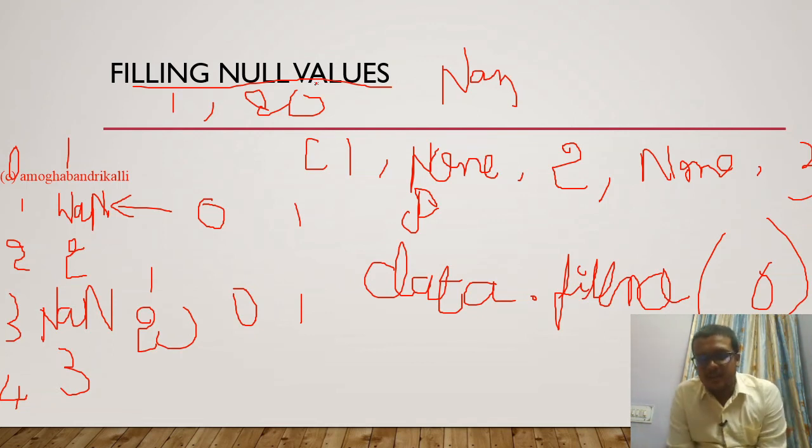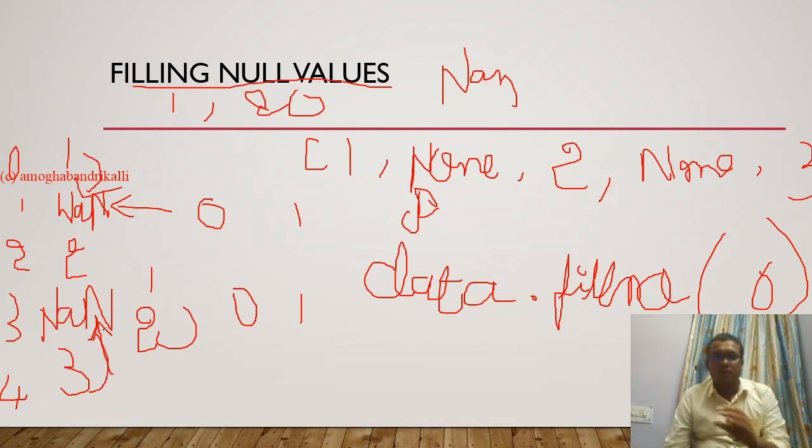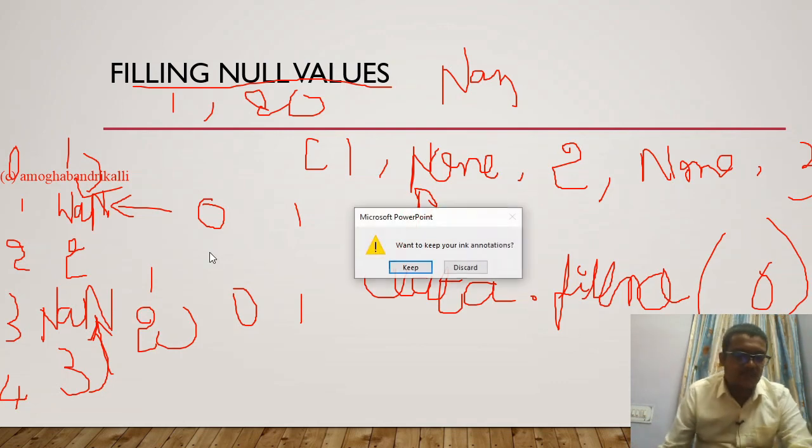Let me explain that by seeing the code. Forward filling means wherever the NaN is, the previous value is added. Backward filling means the next value, that is 3, is going to be added. Backward means the next value goes back and sits in the position of NaN. So these are the two methods of filling NaN.